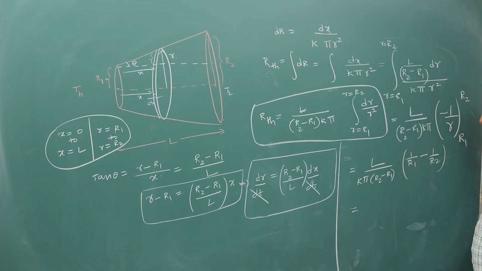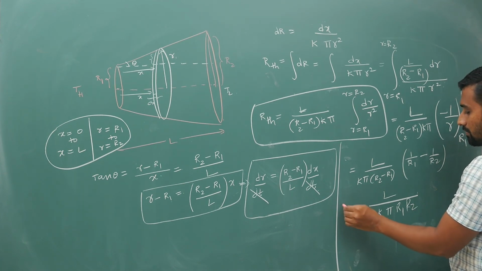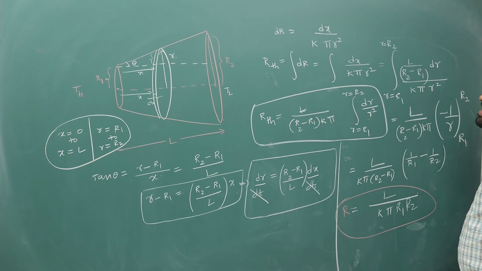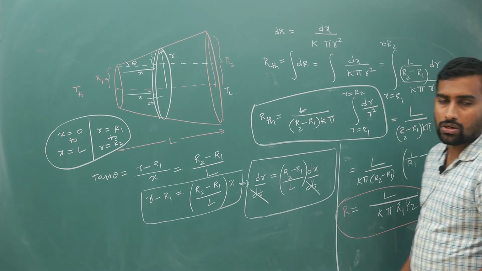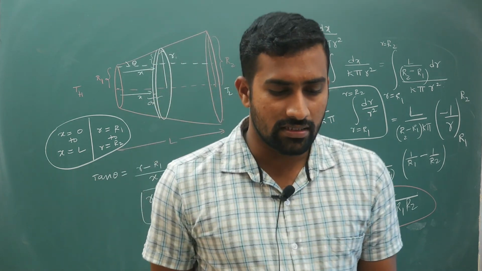So R1 minus R2 will cancel off with the denominator R2 minus R1. So you are going to get L by k pi R1 R2 as your final expression for the thermal resistance. This is your answer. So for different figures, this is how you are going to calculate your thermal resistance.